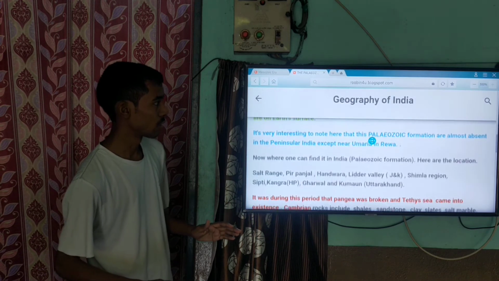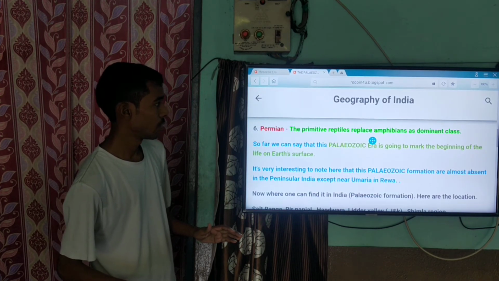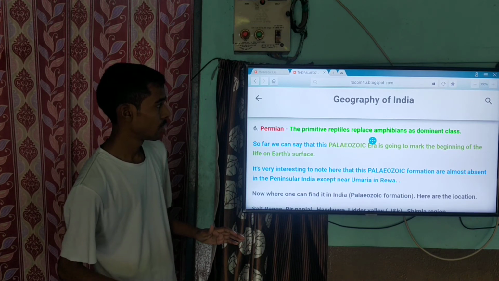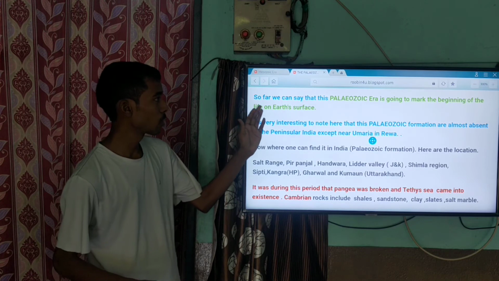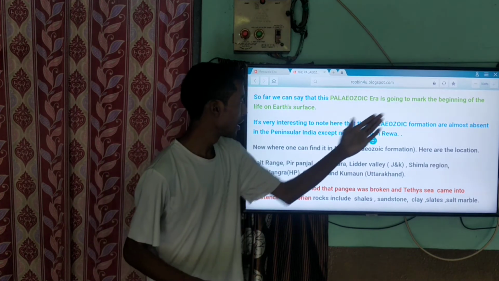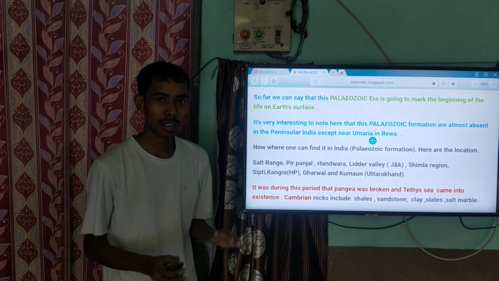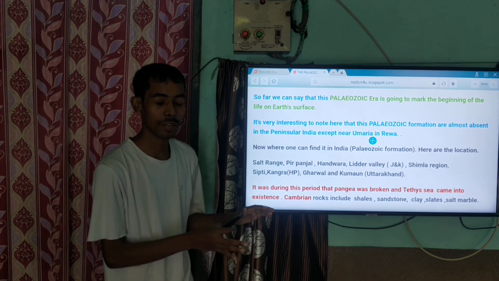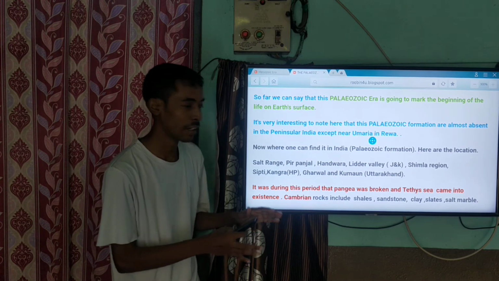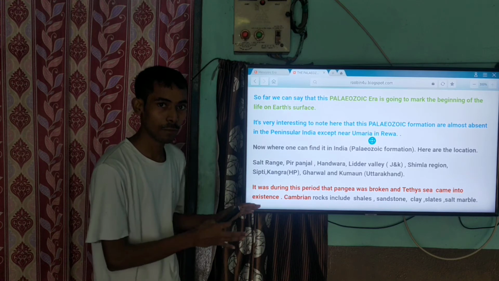One more thing I forgot to mention here. It is going to mark the beginning of life on the Earth's surface. Till now, we didn't get any fossil. Here also, you won't get any fossil. But life has begun.